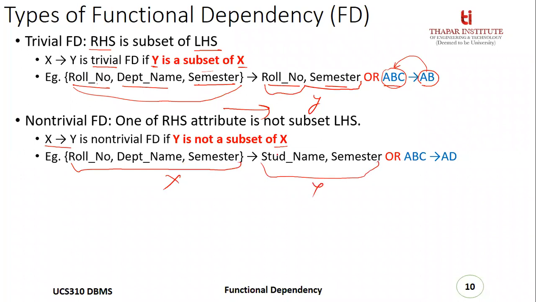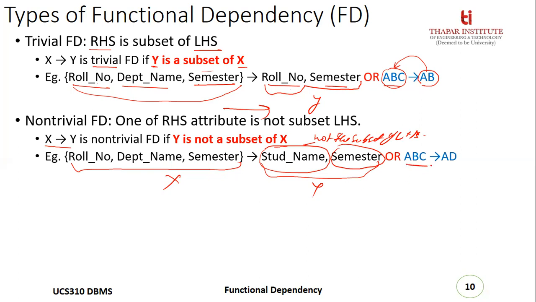Here you can see this is an attribute that is not on the left side of this dependency. So it is not a subset of LHS. So that's why, though semester is a subset of this X, student name is not a subset. So that's why it is called a non-trivial dependency.